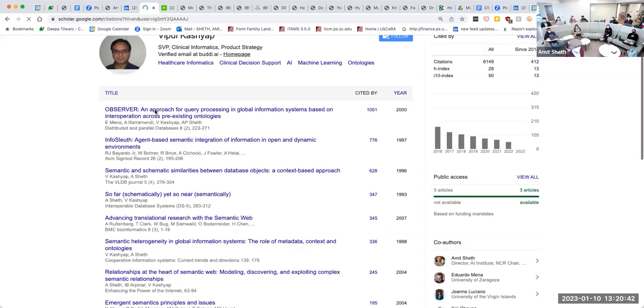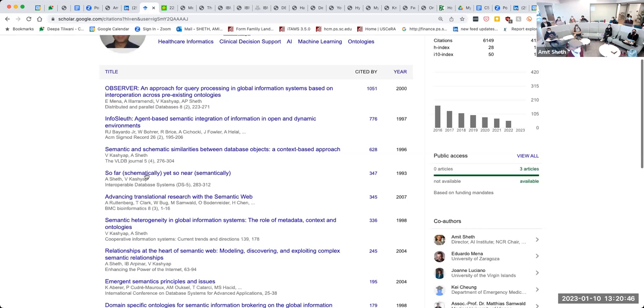Vipul was a co-author on this. So did anybody look up this paper or the other paper on object similarity and look at the definition of semantic proximity?